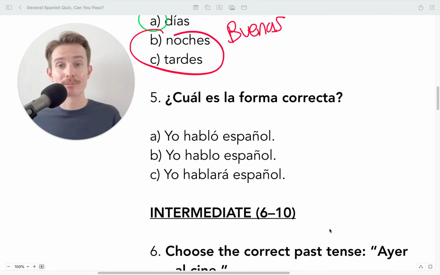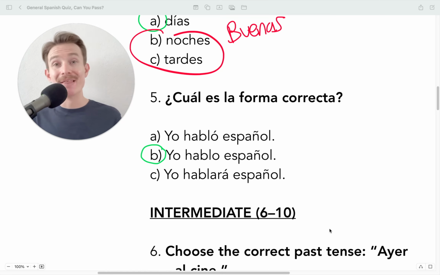Número 5. ¿Cuál es la forma correcta? Yo hablo español, or yo hablará español. In this case, it will be yo hablo español. Careful with accents here. If I say habló, it sounds like I'm speaking in the past tense, what we call the preterite. So for example, él habló español. He spoke Spanish. Whereas here, I'm trying to say I speak Spanish.